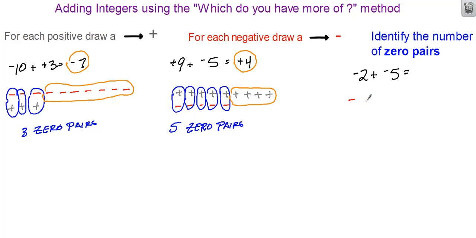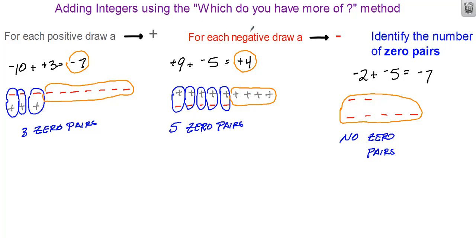And finally, negative 2, 2 negatives, plus 5 more negatives. Well, there's nothing to cancel here. There are no zero pairs on this at all. Nothing to cancel out, which means all of that is left over, and our answer is negative 7.